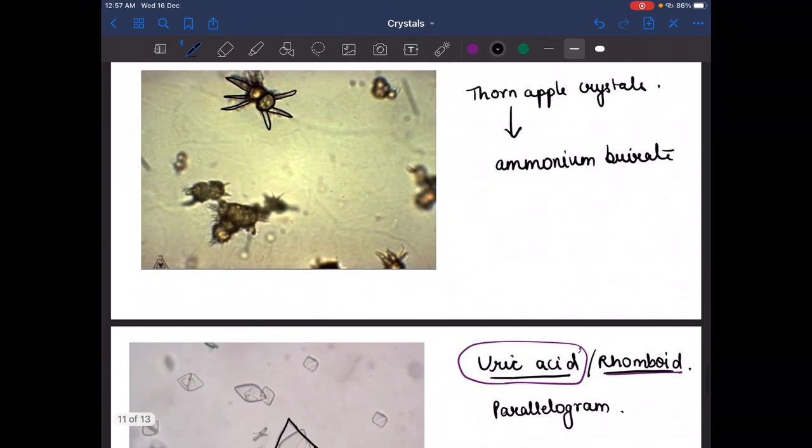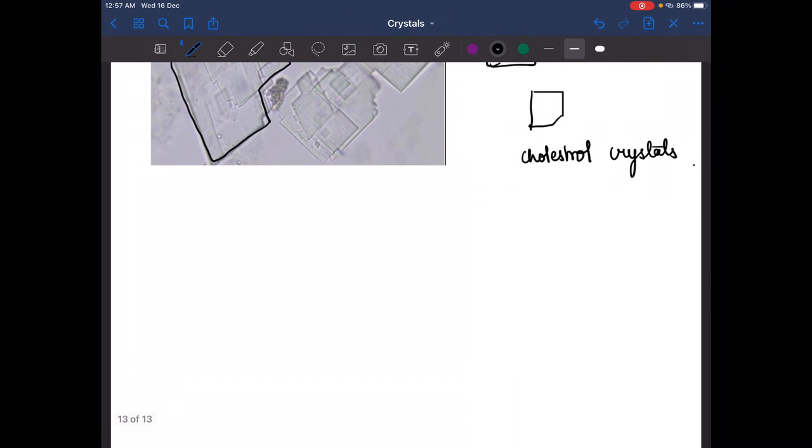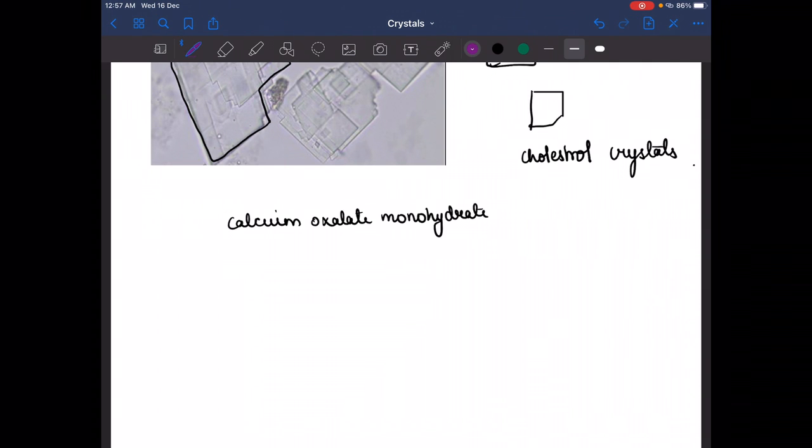So now in the last I can just write all of them together. So we get one table, so that we can revise it again and again very quickly. So here I am writing calcium oxalate monohydrate. And now we all know that shape is dumbbell, because D is not for D. So dumbbell shaped.